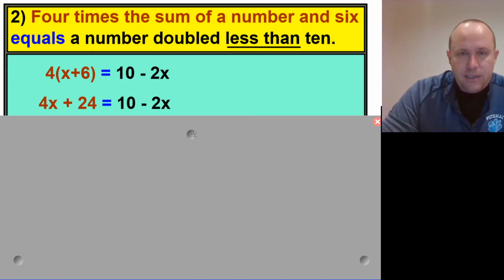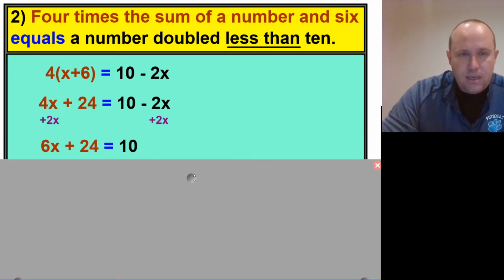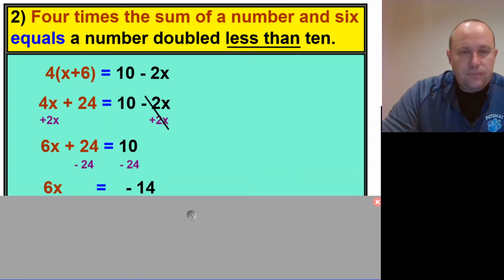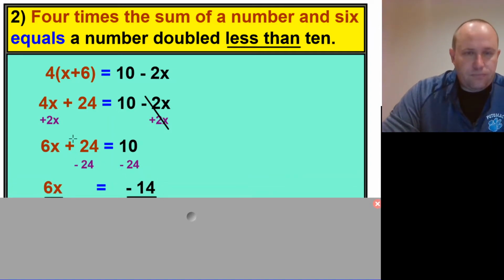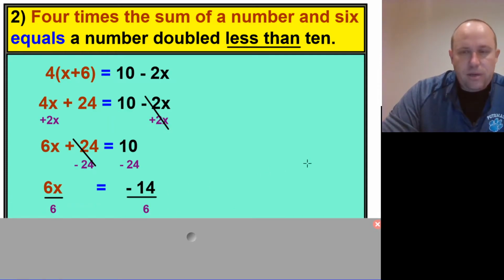So instead of subtracting 2x, do the opposite. And when you add 4x, add 2x, you get 6x. And obviously this cancels as well. Bring things away from the x. So instead of adding 24, take away 24. And that will cancel here. And then instead of timesing by 6, divide by 6.